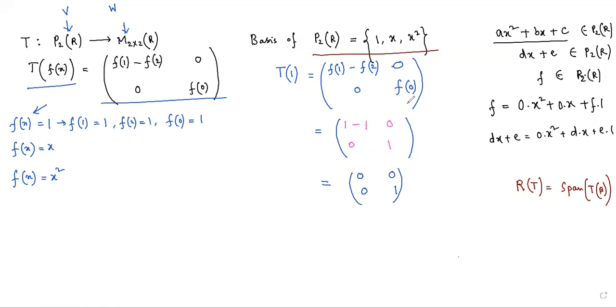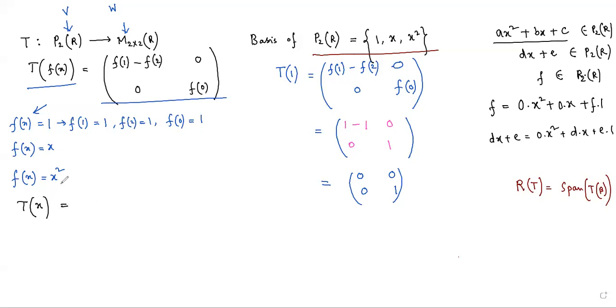So we are substituting these members over here, and then we are saying that T of 1 comes out to be this. Now similarly, you find out what is T of x squared. First of all you find out T of x, and then you find T of x squared.